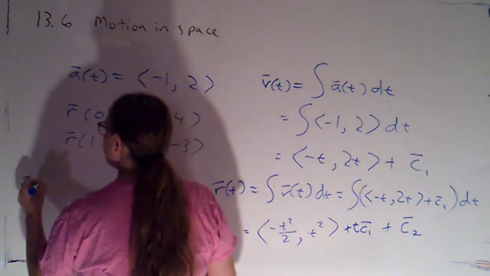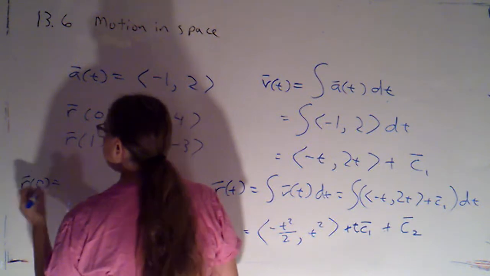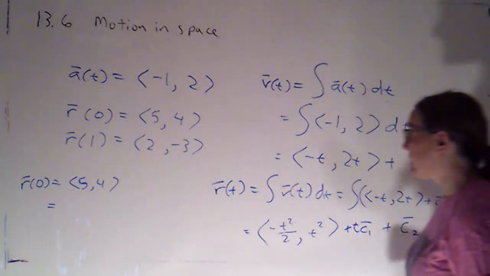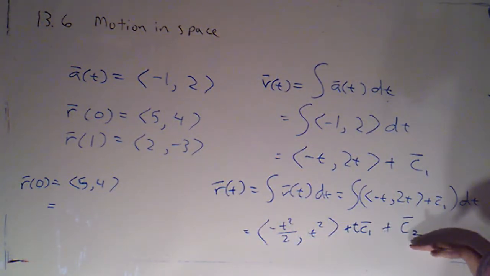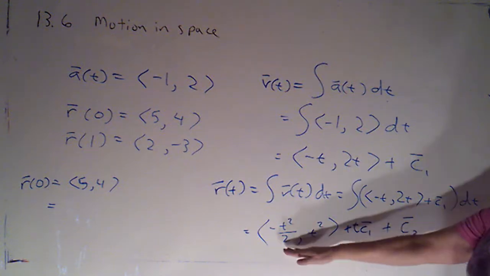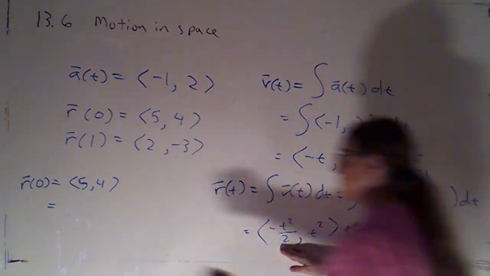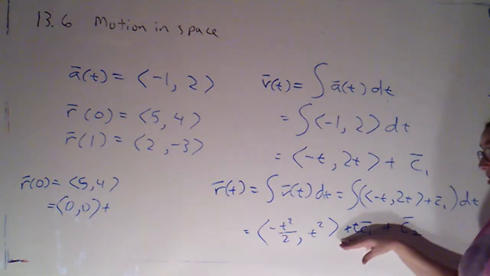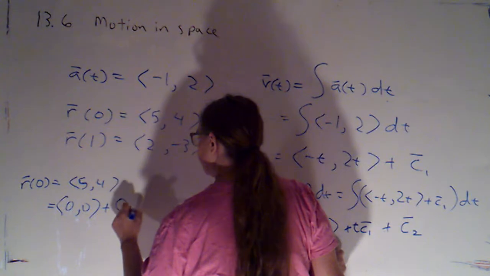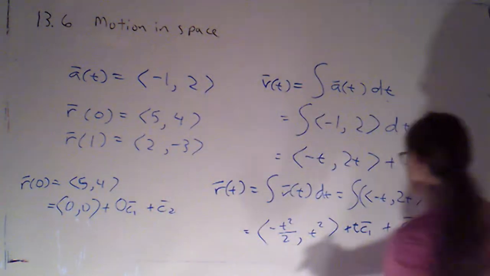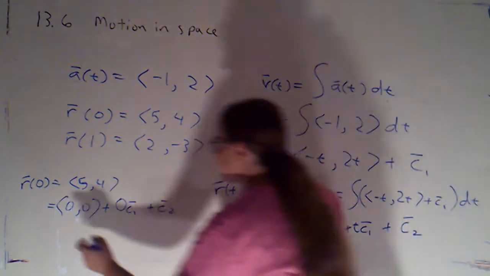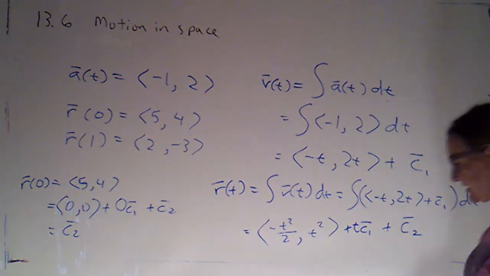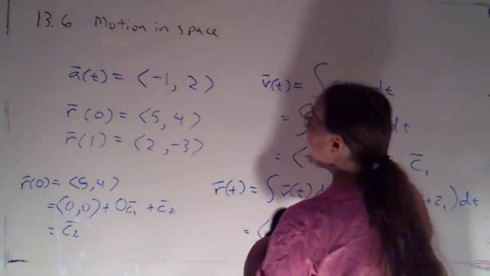If I look at r of 0, that was supposed to be ⟨5, 4⟩. But I also know that r of 0 is what I get if I plug in 0 for t. Now if I plug in 0 for t here, this vector just goes to 0. Then I'm going to get 0 copies of c1 plus c2. So that's very nice. That tells me that c2 is just ⟨5, 4⟩. So I've got that one.